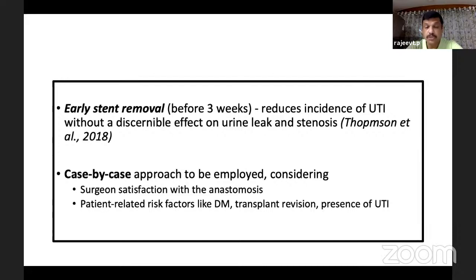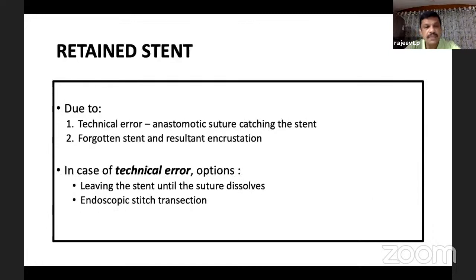This should be based on the surgeon's satisfaction with the anastomosis, or if there are patients who have other comorbid factors like diabetes mellitus, transplant revision is done, or presence of urine leak, then in those cases, stent placement may be ideal.